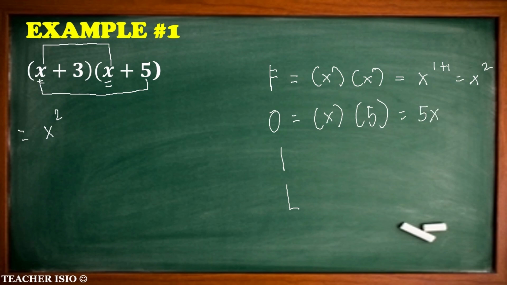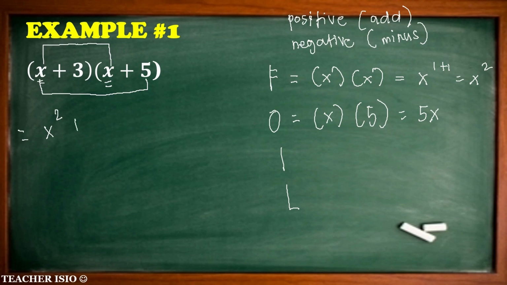So lagi niyong tatandaan, kapag positive, our operation is addition. So you're going to add. Kapag negative, our operation is subtraction. Therefore, you're going to subtract or minus. Okay? Since we have positive 5x, so we have plus 5x.